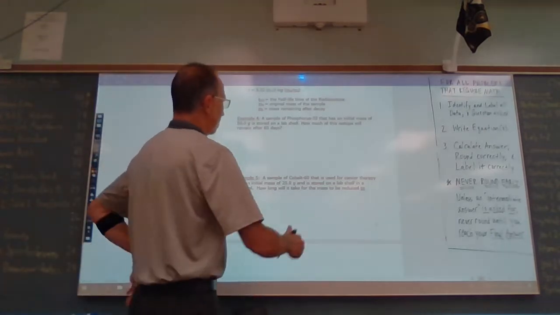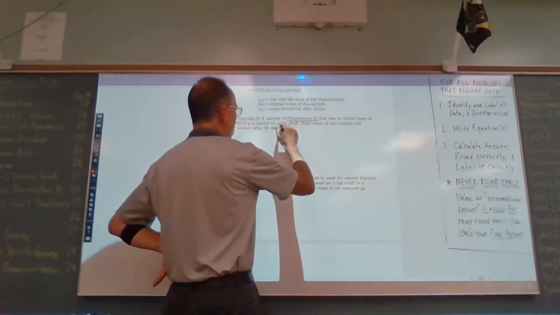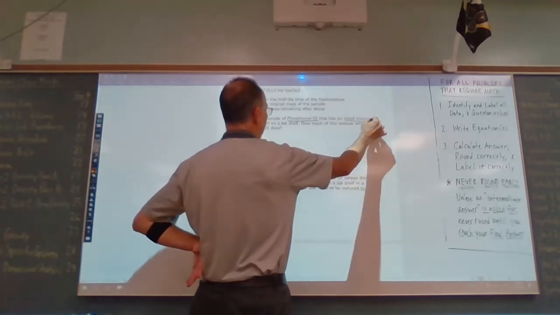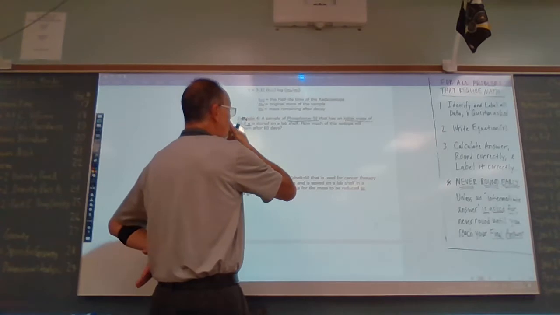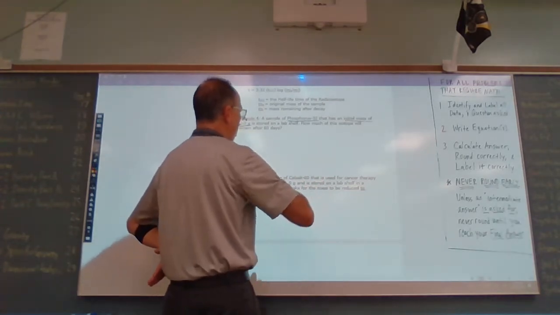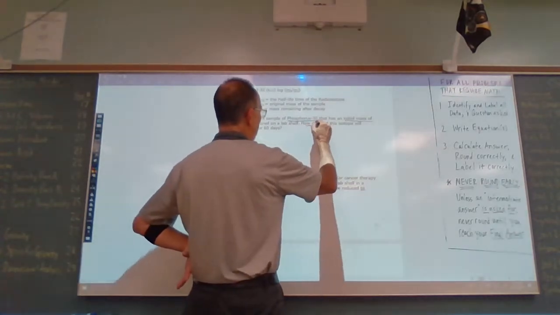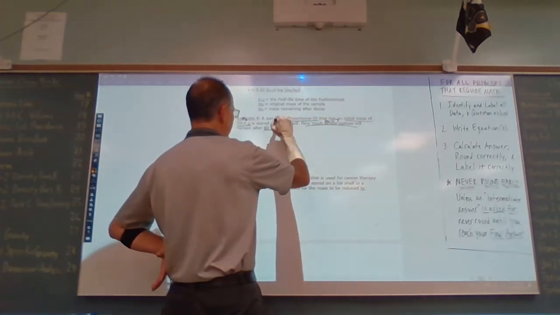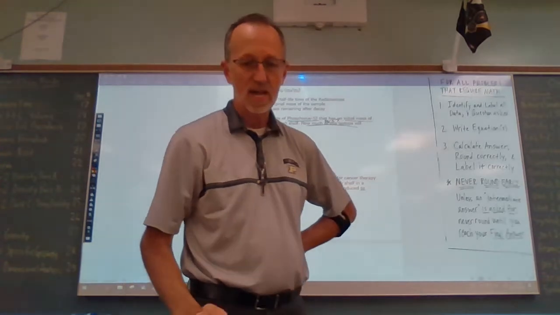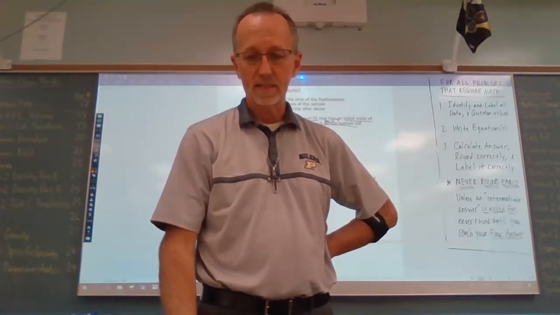So we have a sample of phosphorus 32 that has an initial mass of 50.0 grams. So that's our original mass, MO. It is placed on a lab shelf. How much of this isotope will remain? So we're looking for the remaining mass after 65 days. So that is the time that has passed. All right?